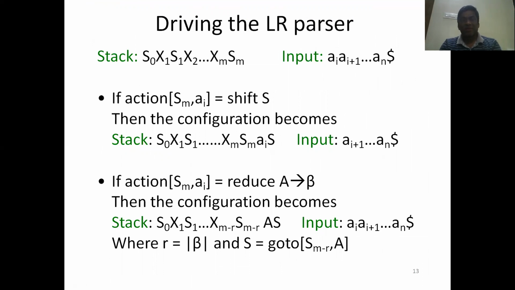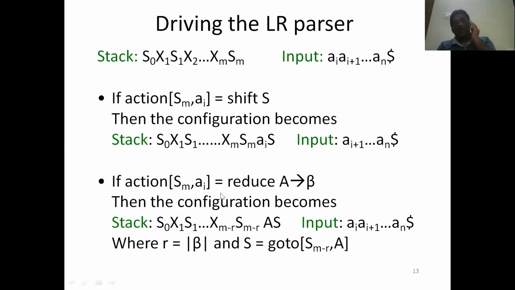Driving the SLR parser will contain a stack and an input buffer, and the actions will be: if the top stack symbol is Sm and the input symbol is ai, and the parse table shows the action shift S with the combination, then what you need to do is move that ai onto the stack and also the capital S onto the stack. So ai comma S will be moved onto the stack.